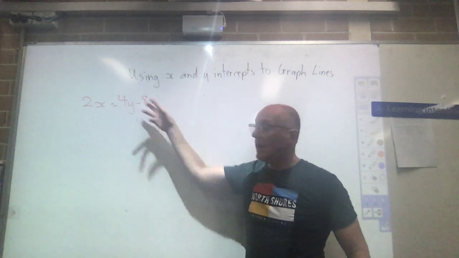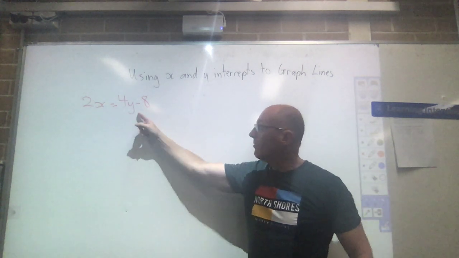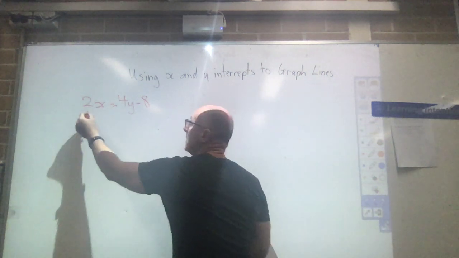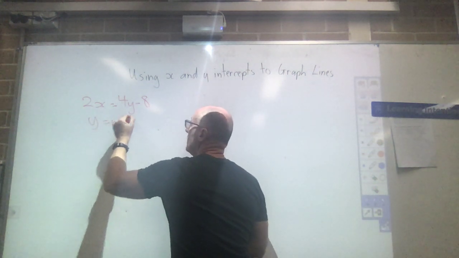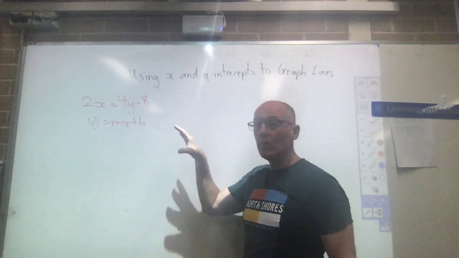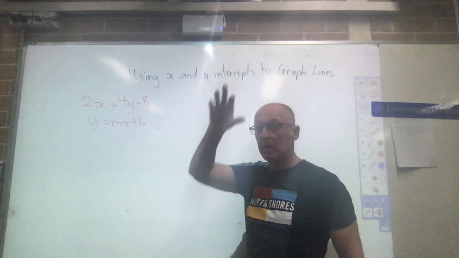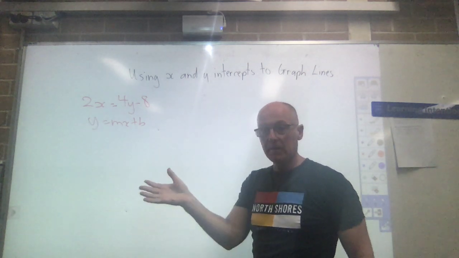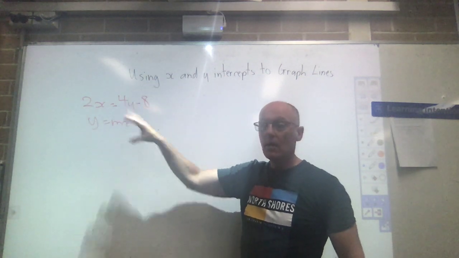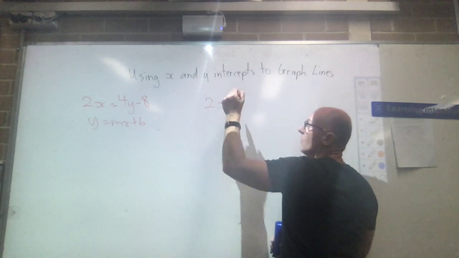For us to draw that onto a Cartesian plane, we could rearrange it to get y by itself. That's that idea of y equals mx plus b. But what we want for this lesson today is to know where the line goes through the x-intercept and the y-intercept. To do that, we don't have to change the equation at all. Here is the equation we're working on.